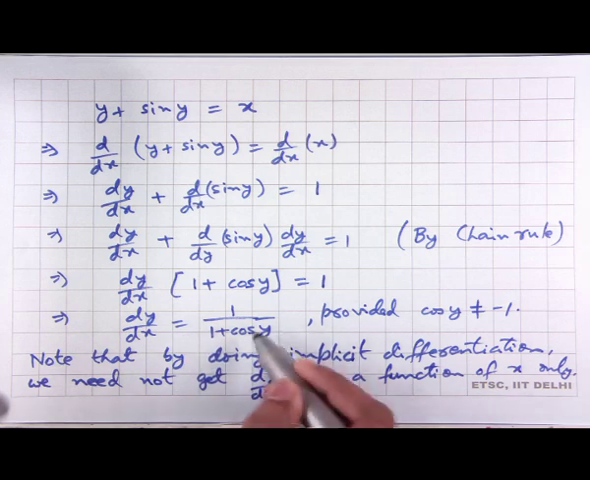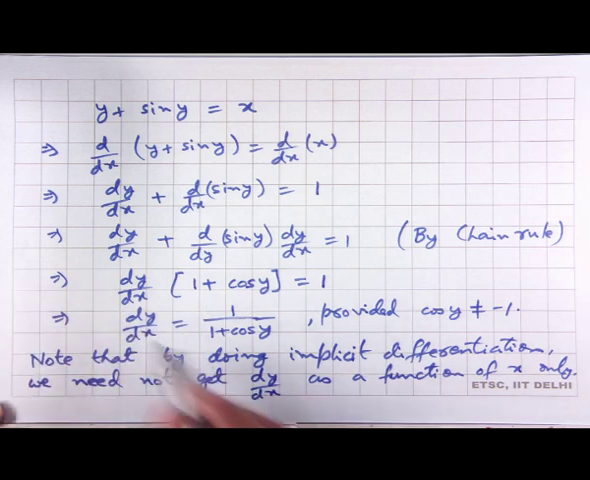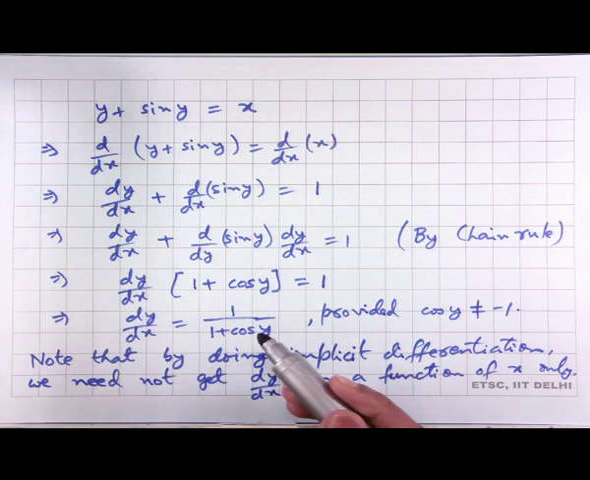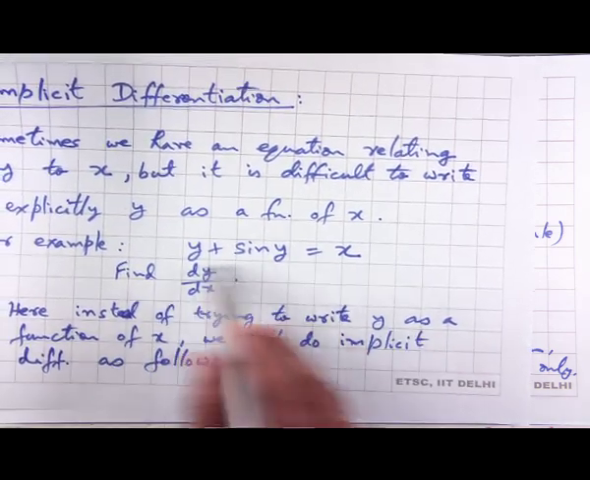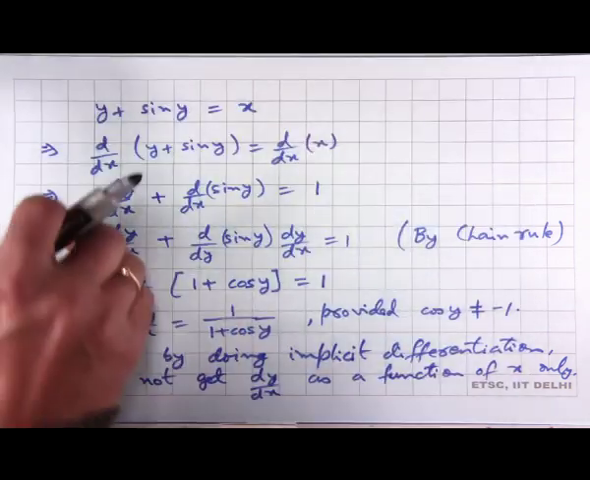Now, we do not know cos y in terms of x directly. So, in general the derivative dy/dx will be a function of x and y, and we know that y implicitly is a function of x by this equation. So, that is about implicit differentiation.